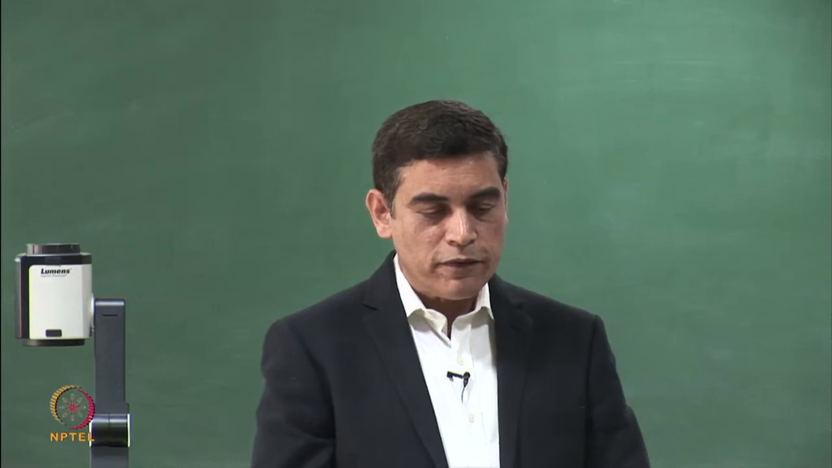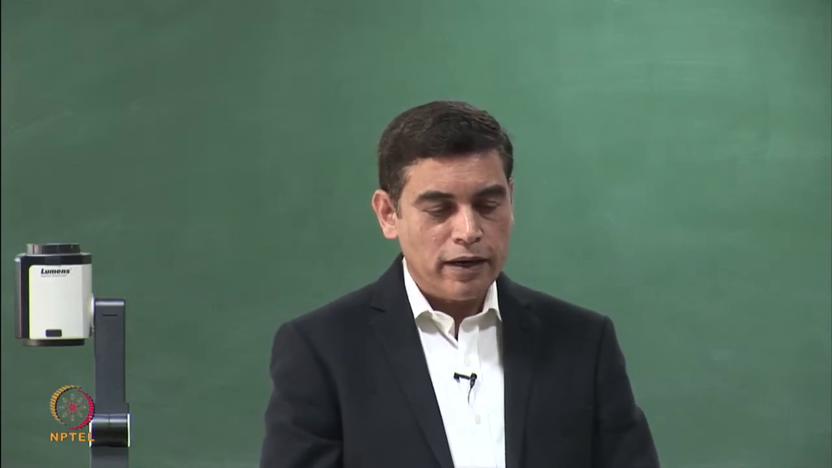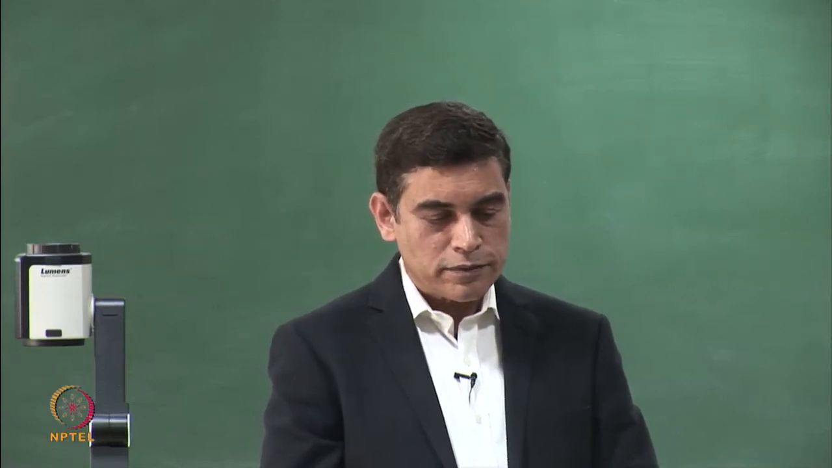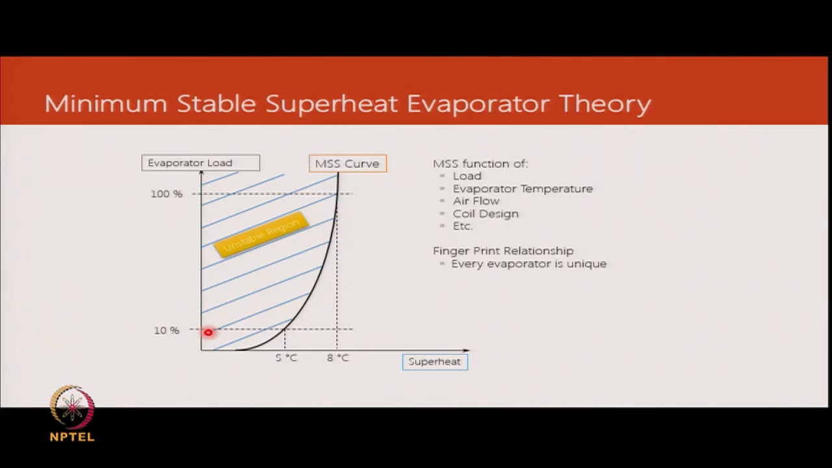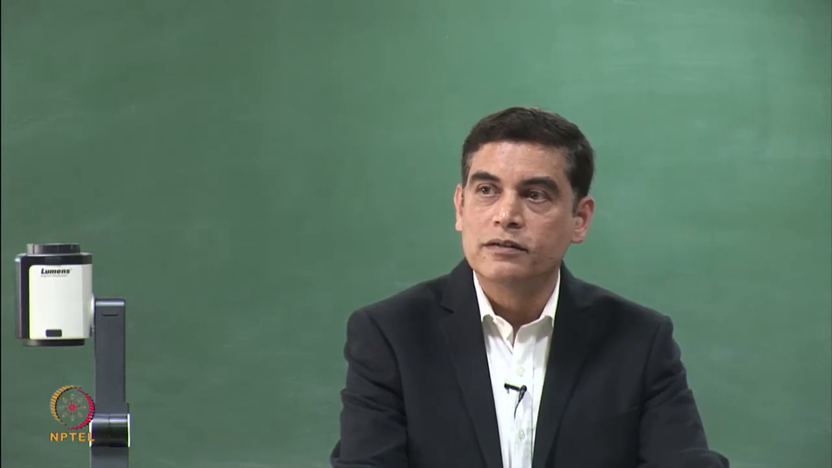If we add the two, static superheat and operating superheat, then that is the entire performance area of the valve. And here we come to the minimum stable superheat theory. The minimum stable superheat is a function of the load, the evaporator temperature, the airflow, coil design, and a whole lot of evaporator design parameters.